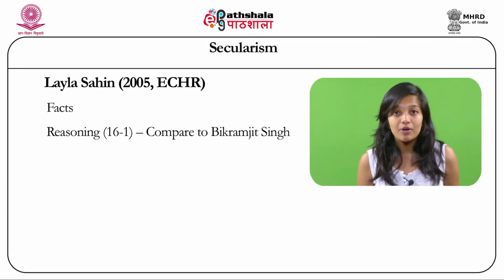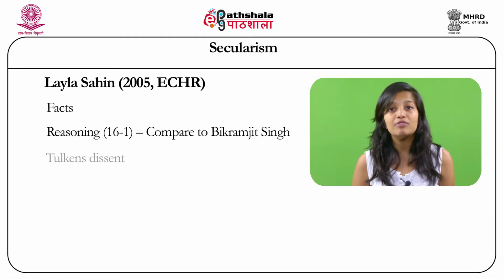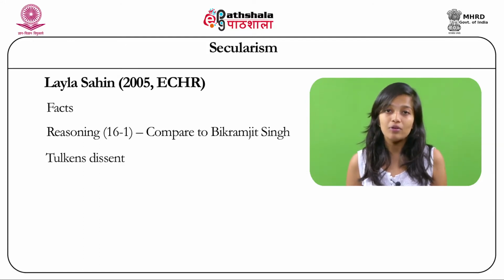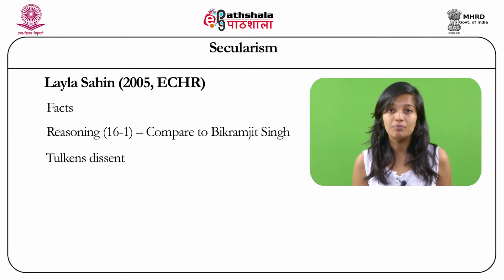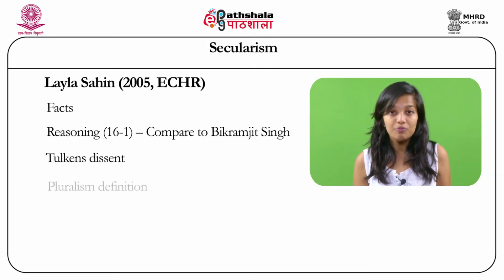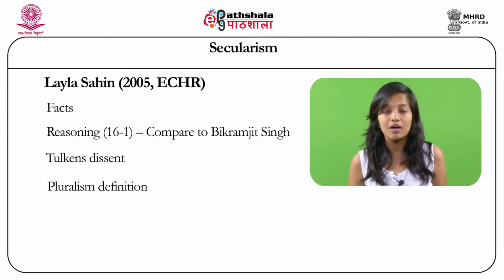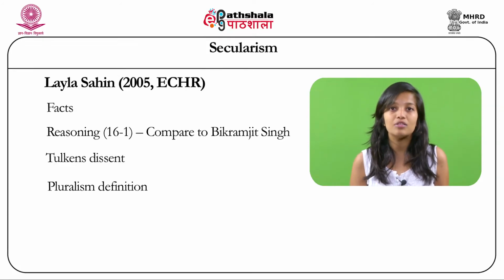It's important to refer to the one judge who did not subscribe to this opinion. The dissenting opinion of Tulkins contains a lot of important criticism of the position of the kind of secularism that's subscribed to by countries like France. Tolkien looked at the definition of pluralism and said that while pluralism does have assimilative elements, what's more important is that it should be able to account for the different cultural backgrounds of individuals.